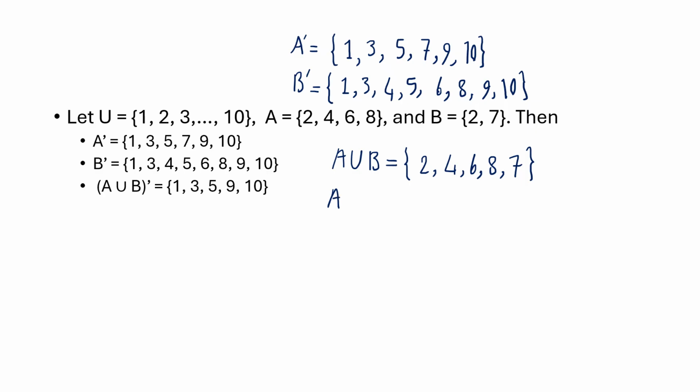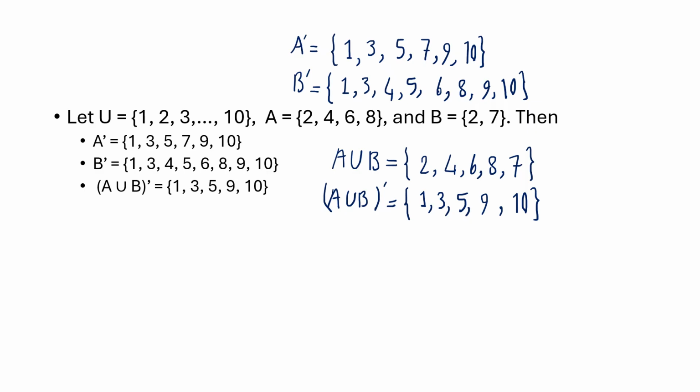Now its complement will be everything in the universal set, 1, 2, 3, 4 up to 10, except 2, 4, 6, 8, and 7. So that will be 1, 3, 5. 6 should not be included in the complement. 7, 8 will not be included, 9 and 10. So everything from 1 to 10 except 2, 4, 6, 8, and 7. So that's (A union B) prime.